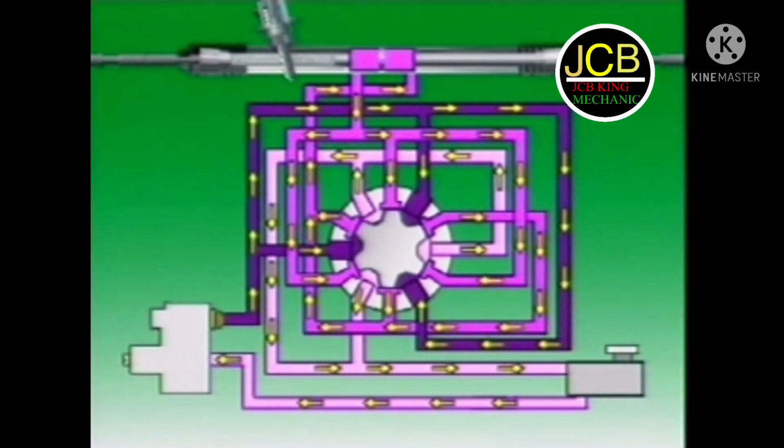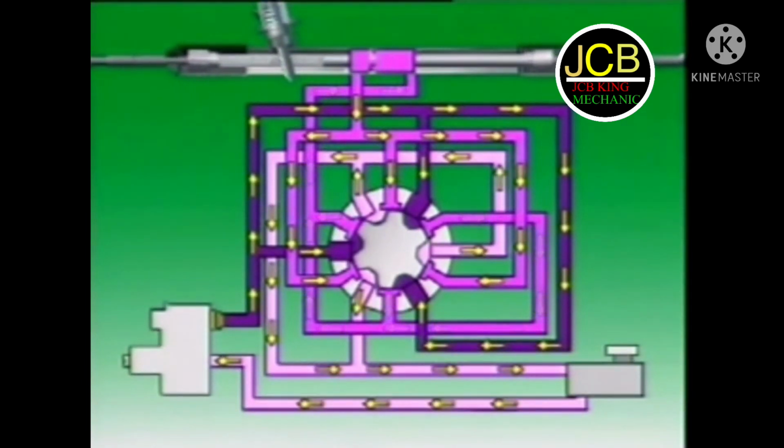When the steering is turned, fluid is restricted from making a free return to the reservoir. It is now directed to the side that matches the turning action. At the same time, fluid on the opposite side is directed to the return circuit, back to the reservoir.